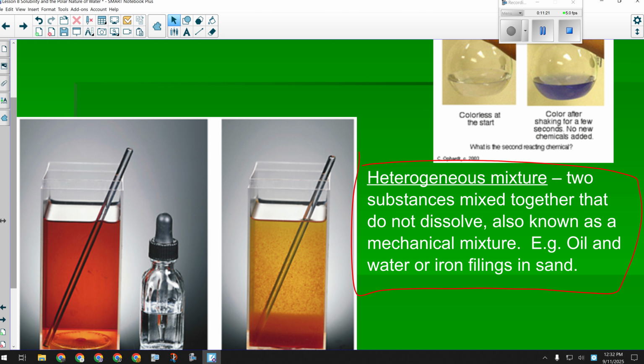Okay? But the only way to get this out is either a physical or a chemical means, whereas for this, I could separate them mechanically. That's why it's called a mechanical mixture.